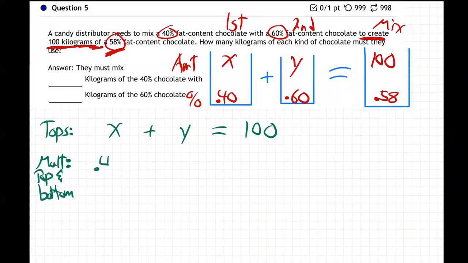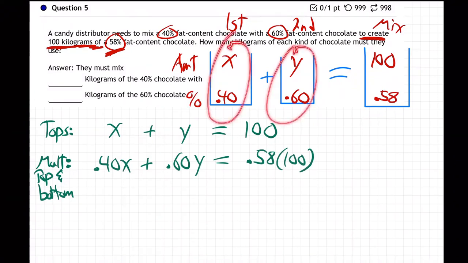So here we go. It's 0.40x plus 0.60y is 0.58 times 100. Does that make sense? I multiply top and bottom, multiply top and bottom, multiply top and bottom. And I hope this makes sense.